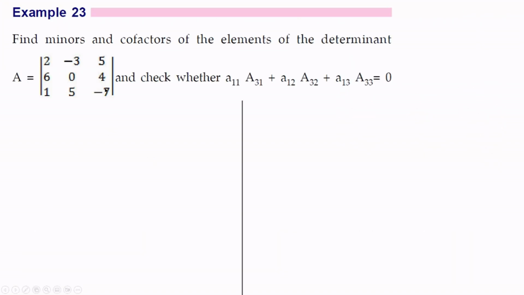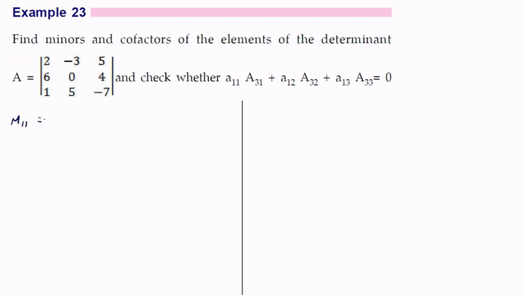Next we have the next question. Find minors and cofactors of the elements of this determinant and check whether A11 A31 plus A12 A32 plus A13 A33 is equal to 0. So here we have to check that property. So let us find the minors and cofactors of each of the elements in this determinant.